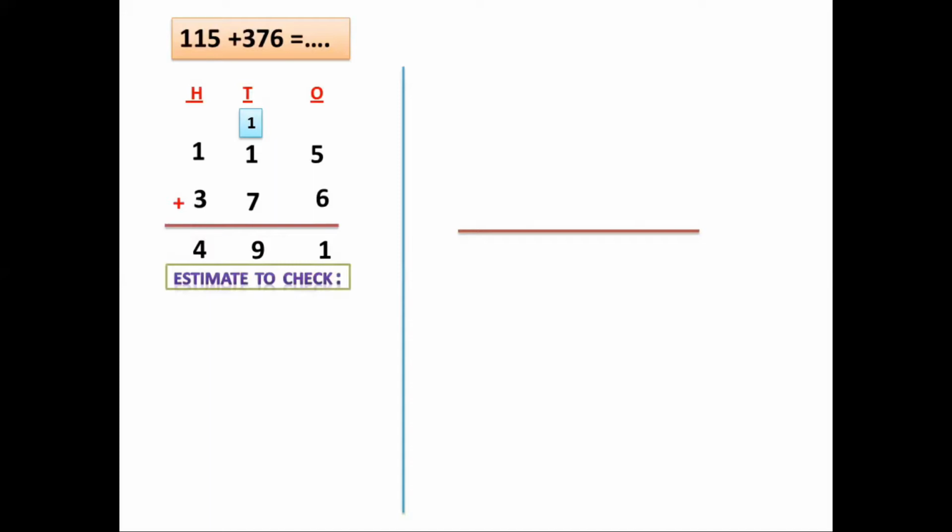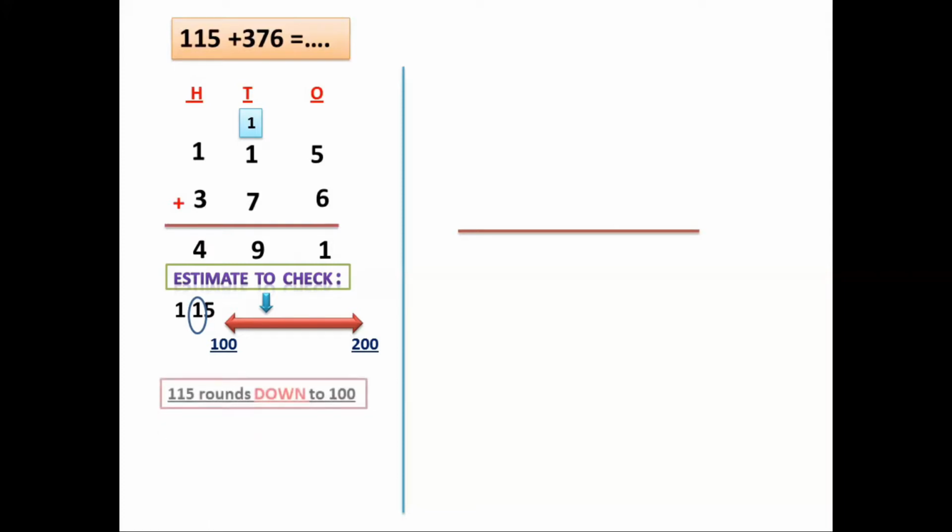Let's estimate to check our answer. Let's start with the first addend, which is 115, to round it. We know that 115 lies between 100 and 200 on the number line, as you can see right here. So we look at the tens place, which is 1 here, and we find that 1 is less than 5. So 115 rounds down to 100.